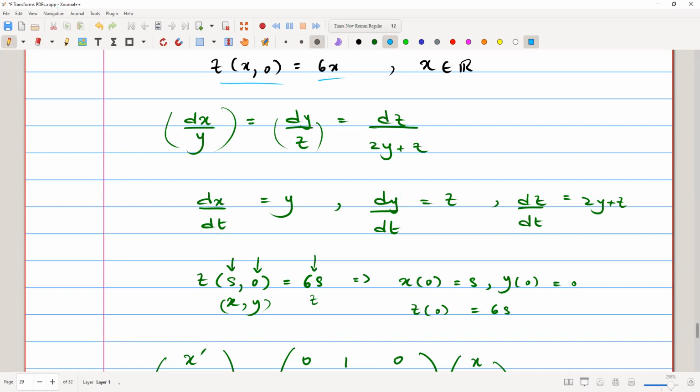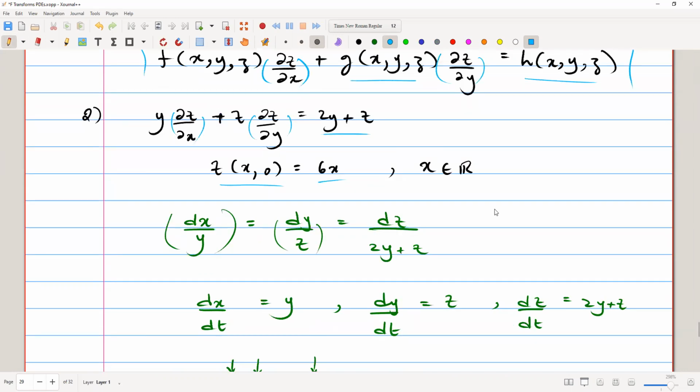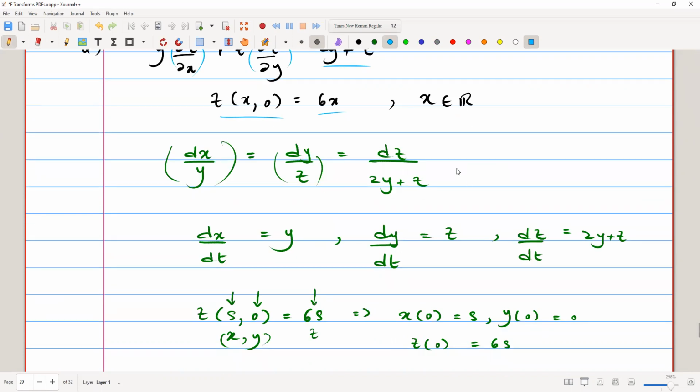So it's dx over y, because the coefficient of the partial with respect to x is y, and then dy over z, and then it equals dz over 2y plus z. Now to solve these problems, what we do here is simply say that if dx over y equals dy over z equals dz over 2y plus z, then we can say that dx over dt equals y, dy over dt equals z, and dz over dt equals 2y plus z.